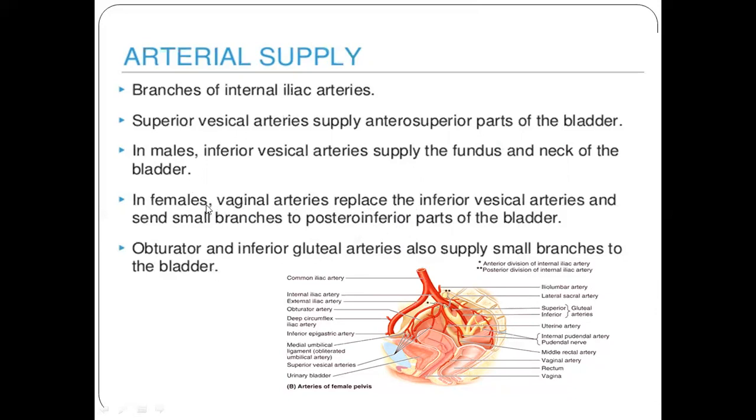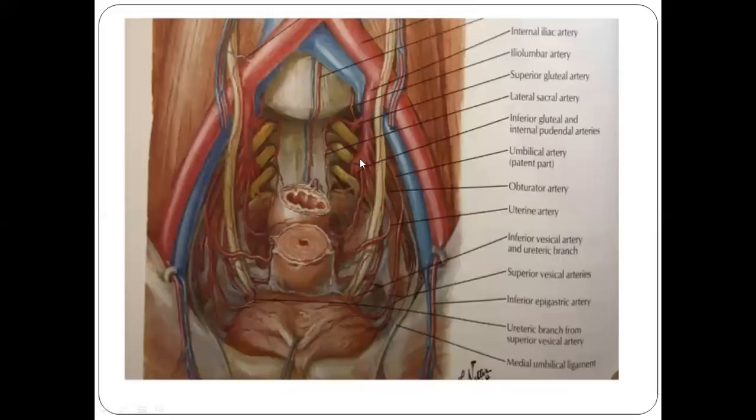So these are the superior and inferior vesical arteries in case of male, and superior vesical or vaginal arteries in case of female, because the vaginal arteries replace the inferior vesical arteries. Additional blood supply comes through the obturator artery and the inferior gluteal artery. So this is the blood supply.